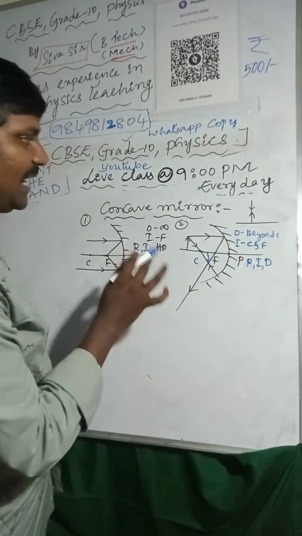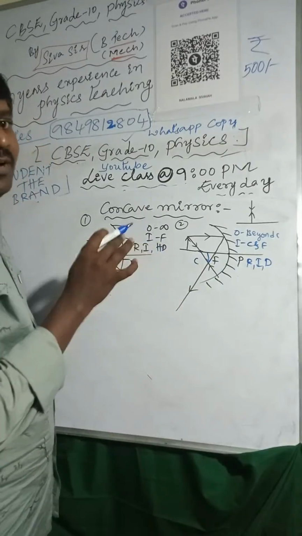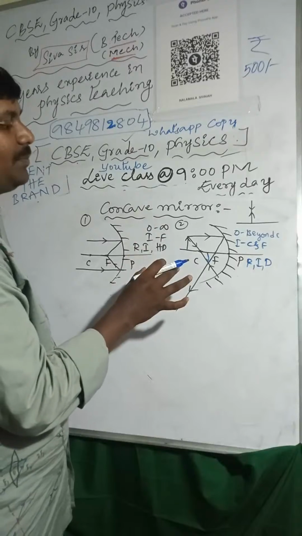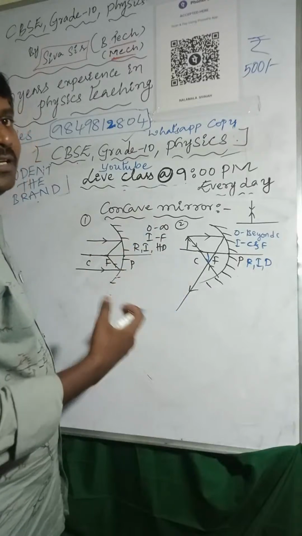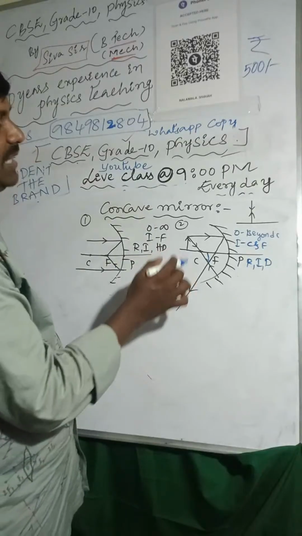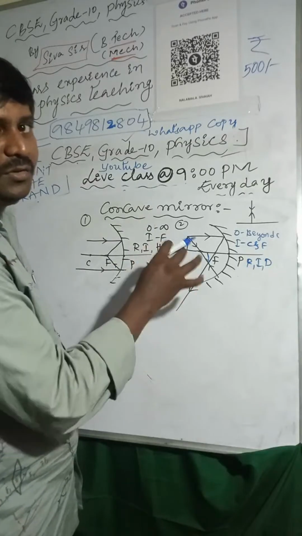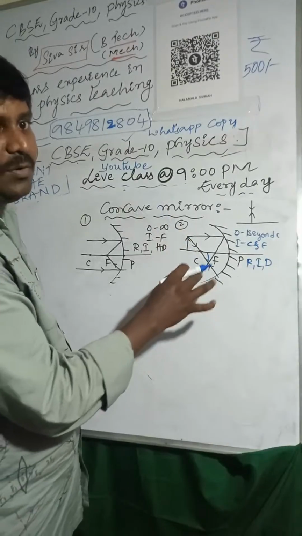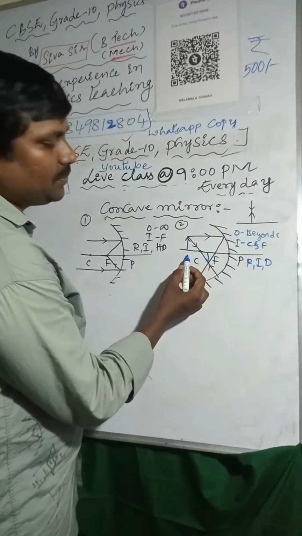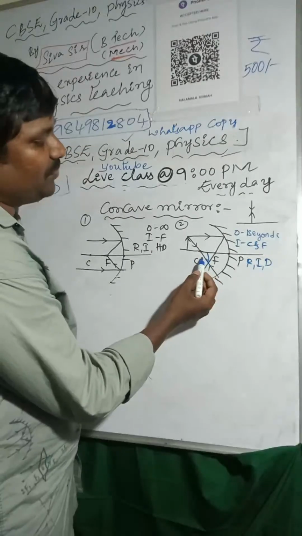Here they will ask one question: what type of light rays, what ray rules, did you use to get the image formation? So they will ask about the ray rules. You must learn about the ray rules also. The object is placed beyond the center of curvature, and the image will form between C and F.